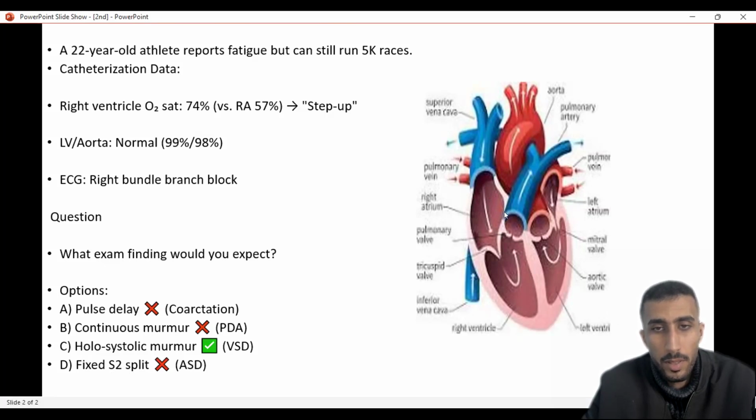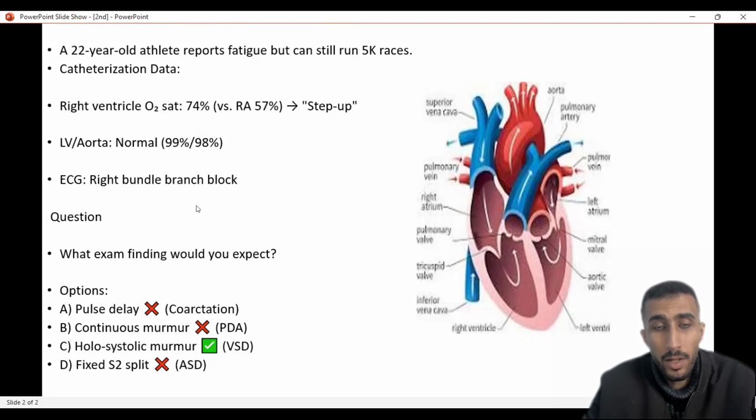So first, there are three possibilities here. First, there is a step up of oxygen saturation between either the superior and inferior vena cava and the right atrium, and the cause here is ASD, atrial septal defect. The blood goes from the left atrium to the right atrium, and this causes this step up of oxygen saturation, and this causes fixed S2 split. This is the first scenario.